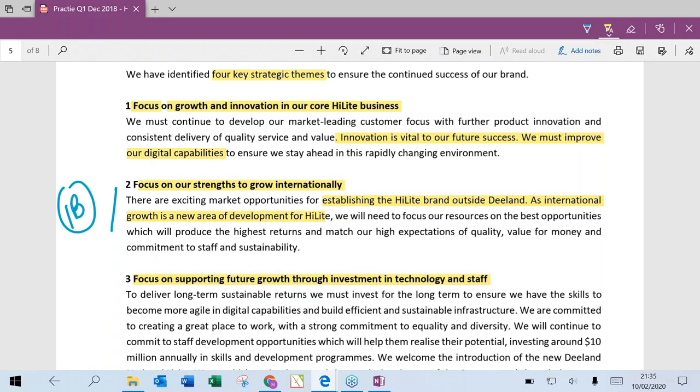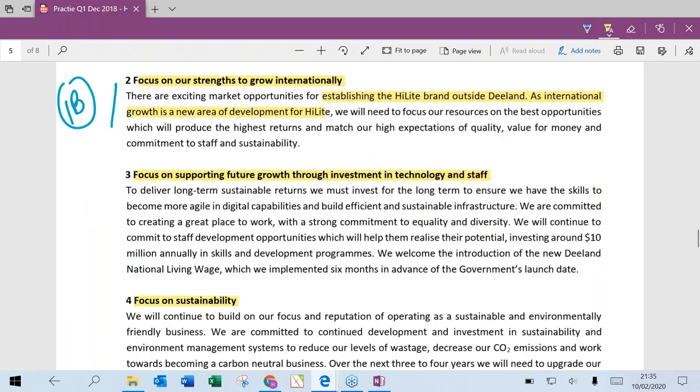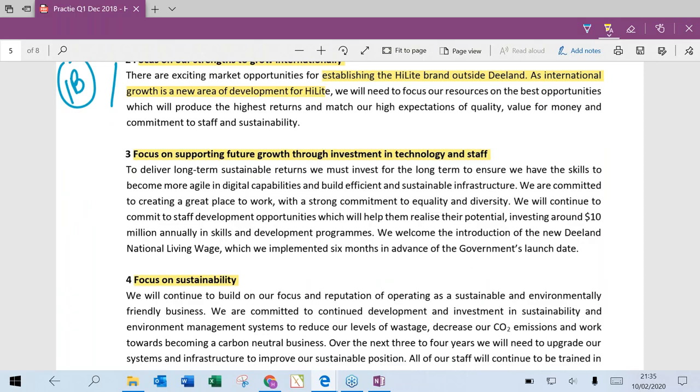Number 3, focus on supporting future growth through investment in technology and staff. To deliver long term returns, we must invest for the long term to ensure we have the skills to become more agile in digital capabilities and build efficient and sustainable infrastructure. We are committed to creating a great workplace with a strong commitment to equality and diversity.